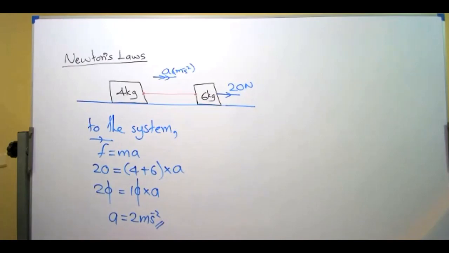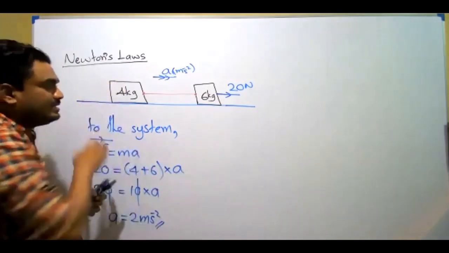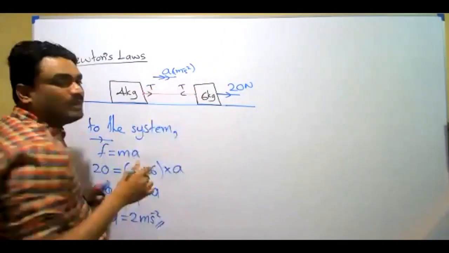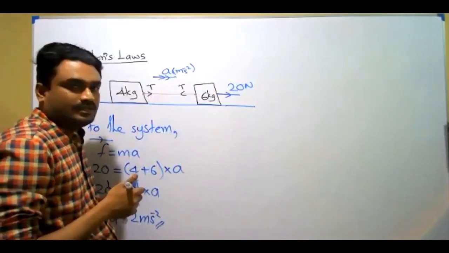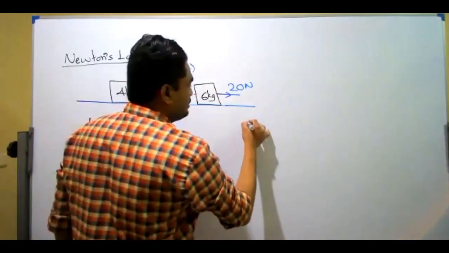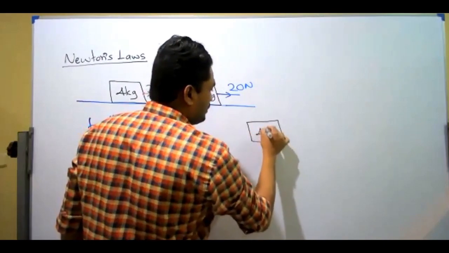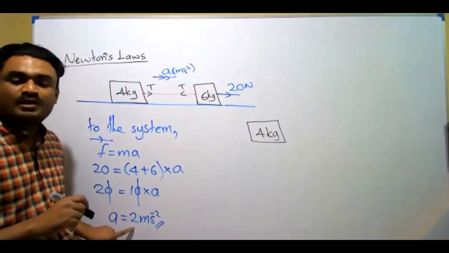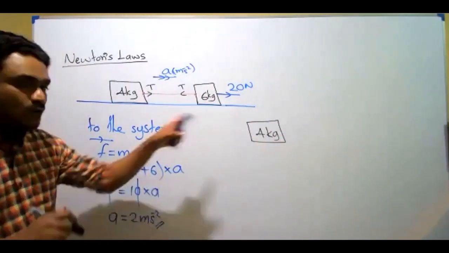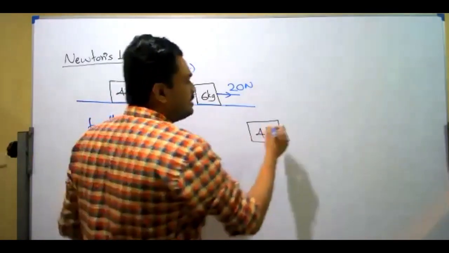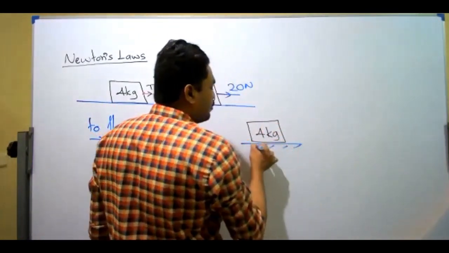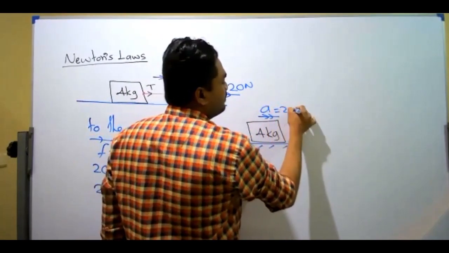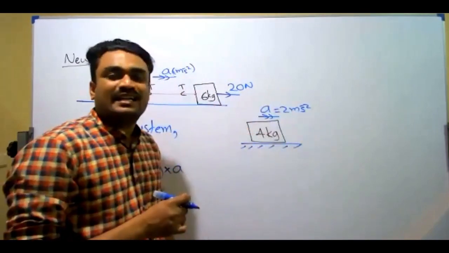Right, now look at the board here. We mark the tension forces in the string like this. But how do these tension forces come here? Let me explain. If you consider this 4 kg object, it's also moving with the same acceleration of 2 meters per square seconds. For an object to move with an acceleration, there must be a force. For this 4 kg object to move with an acceleration of 2 meters per square seconds, there must be a force acting on it.